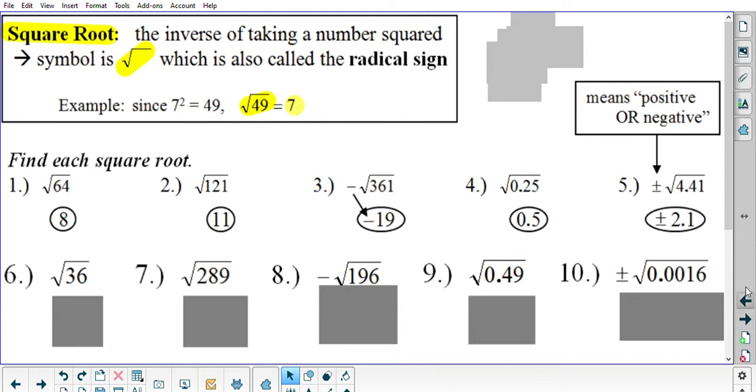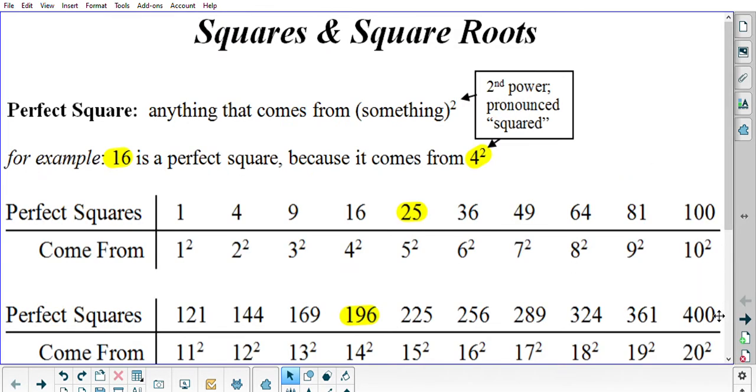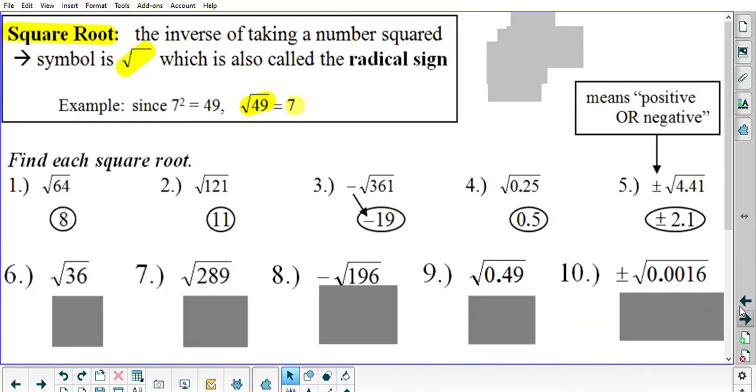Honestly, I don't even remember if I had 441 on your list. No, I did not. So be thankful I did that problem for you, because that one was not on your list. All right, now I want you to do 6, 7, 8, 9, and 10 by yourself. So hit pause on the video, do those next 5 problems on your own, then hit play when you're ready for me to go over the answers.